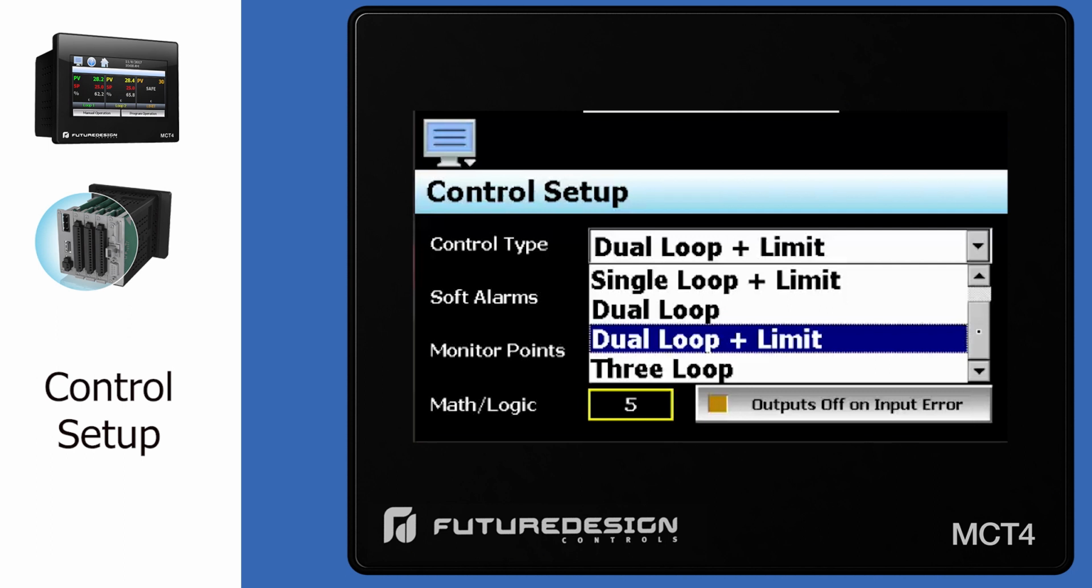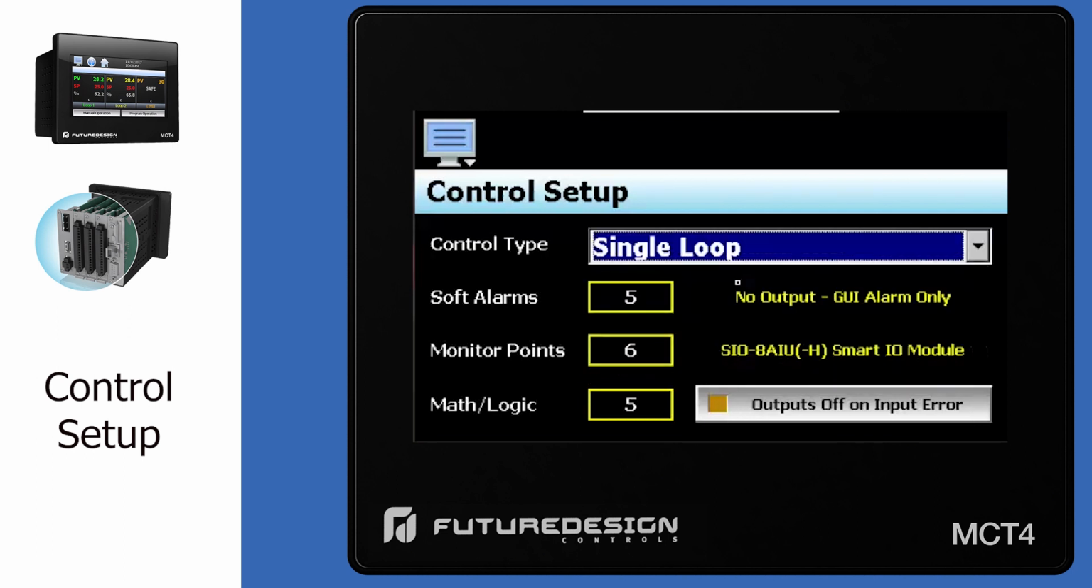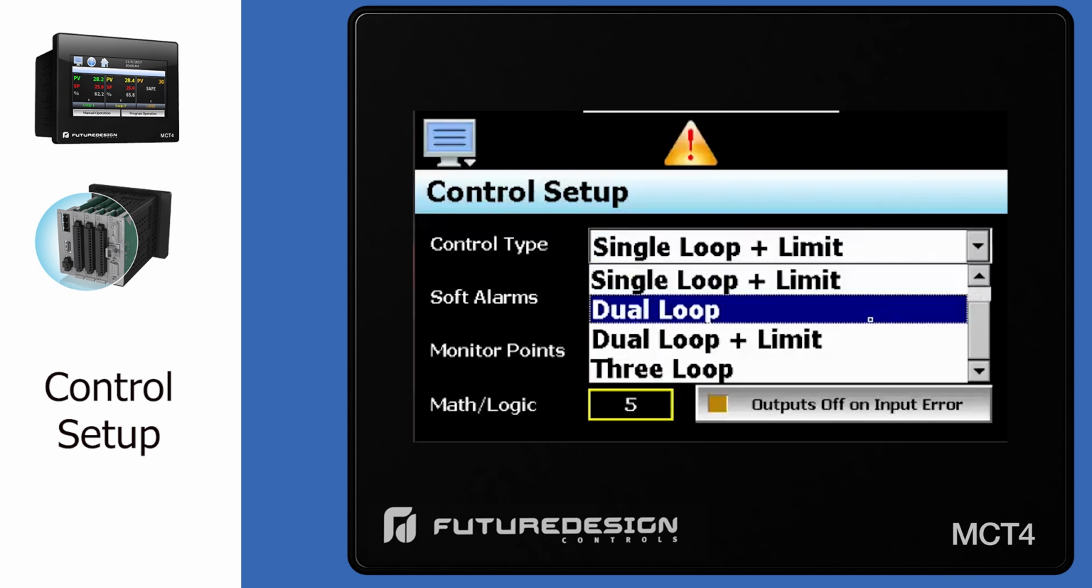When single loop is selected, the MCT4 will be configured as a single loop controller. A PCM process loop control must be inserted into slot 1 for proper operation. When single loop plus limit is selected, the MCT4 will be configured as a single loop controller with an FM approved limit. A PCM process loop module must be inserted into slot 1, and an HLM limit must be inserted into slot 2. When dual loop is selected, the MCT4 will be configured as a dual loop controller.